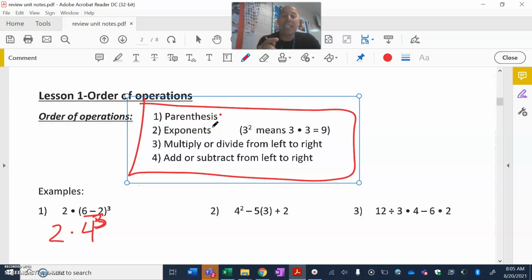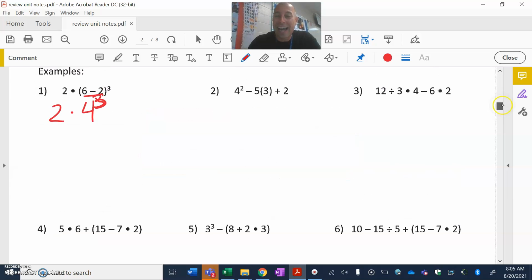Exponents. Okay, exponents, little numbers pushed up in the air. They mean repeat multiplication. So when I look at what I've got here, I see exponents. So I'm going to underline it. 4 to the third power. That means 4 times 4 times 4. All right. So yeah, 4 times 4, 16.